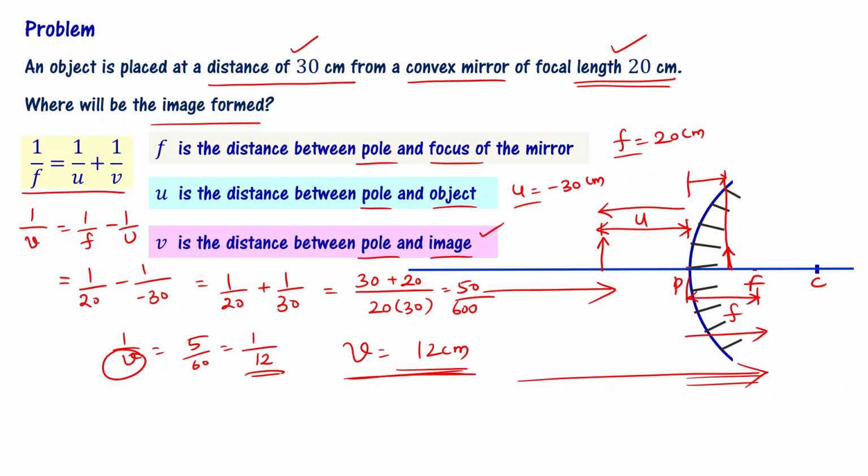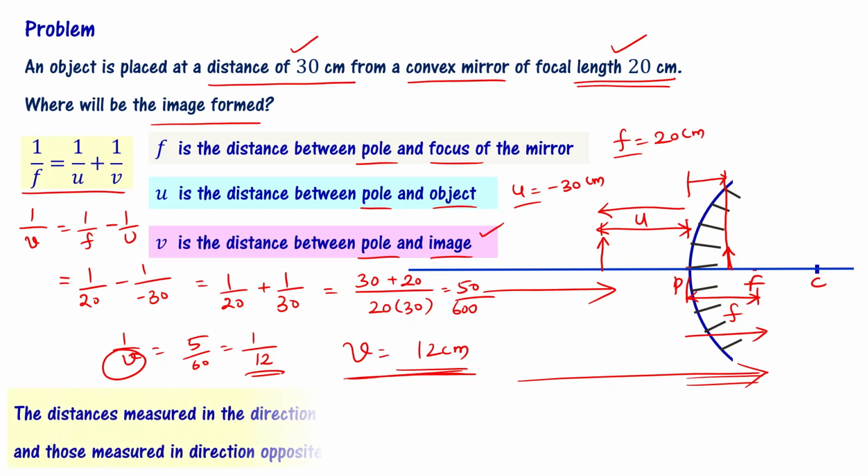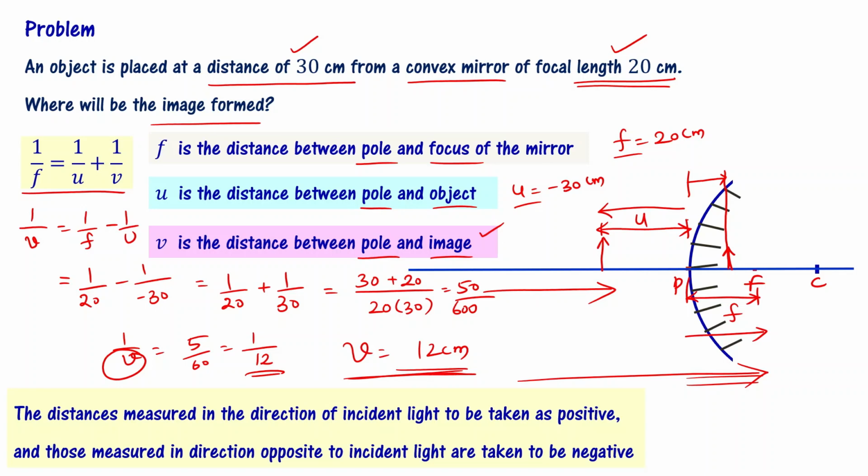So sign convention is very important. Take a note of this. The distances measured in the direction of incident light have to be taken as positive, and the distances measured in the direction opposite to the incident light are to be taken negative. Understood?